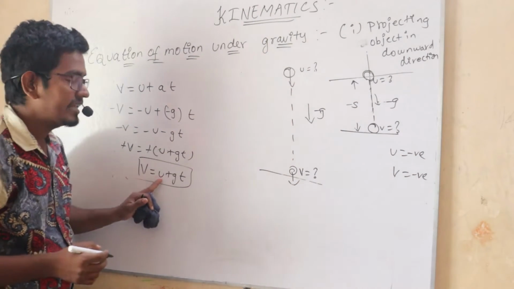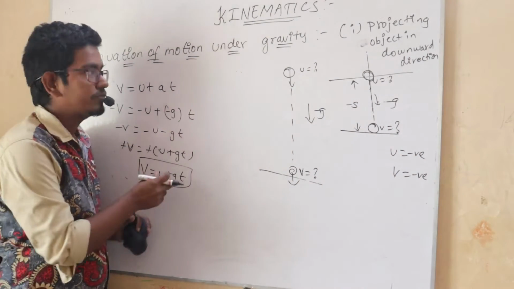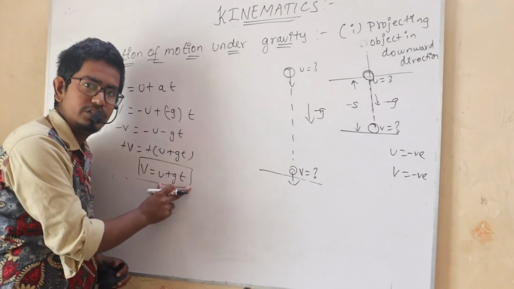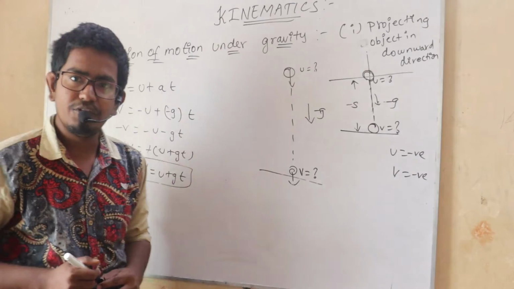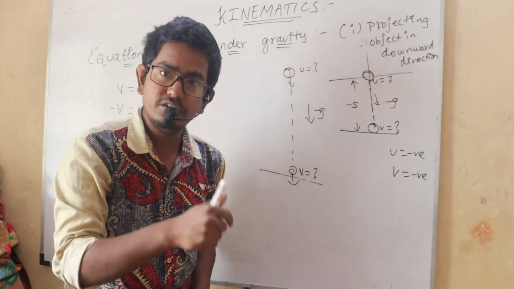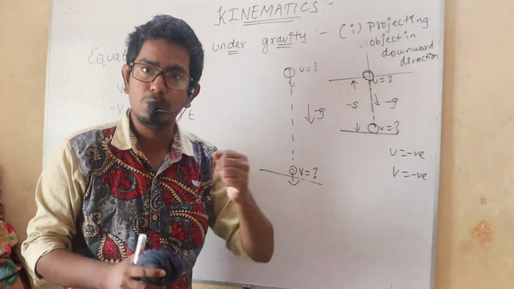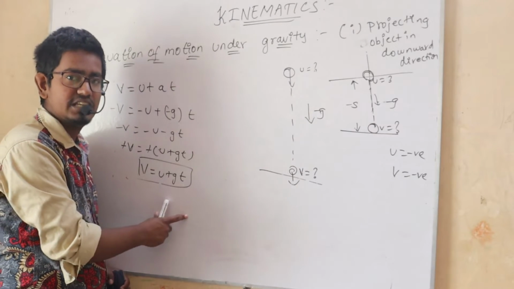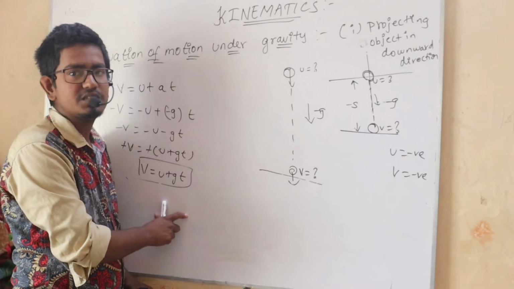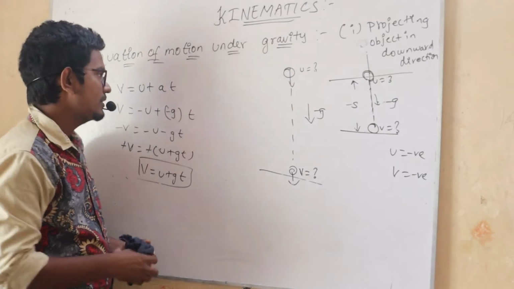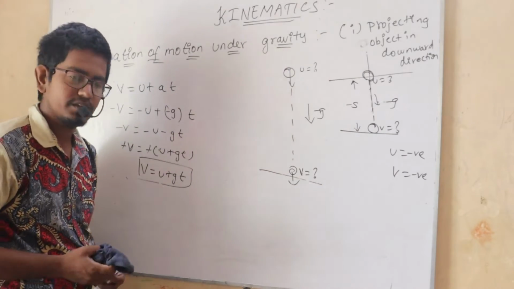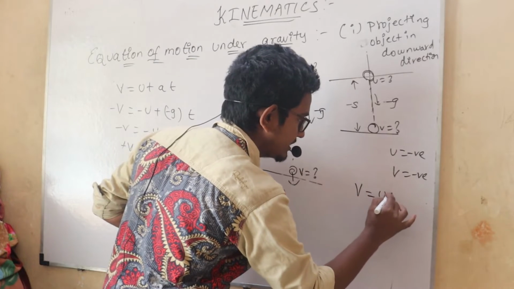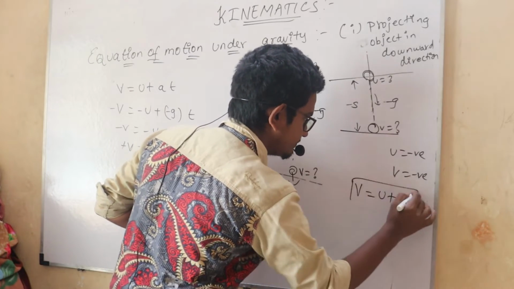So you can see here, I derived the first equation of motion under gravity. In the first case, I found v is equal to u plus at. If I am throwing a ball vertically downward, then my velocity after time t seconds is v is equal to u plus at, by using my first kinematic equation. Now I am writing here, whatever equation I get, v is equal to u plus gt.